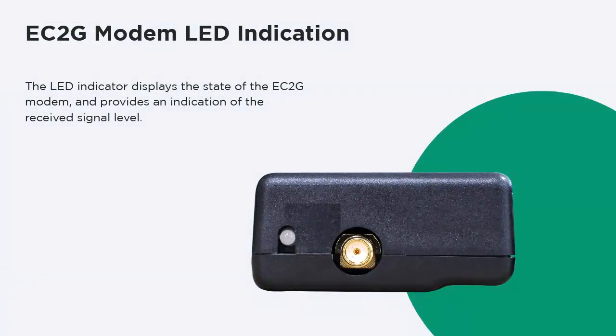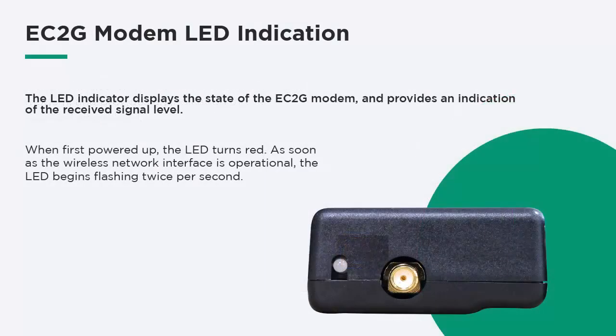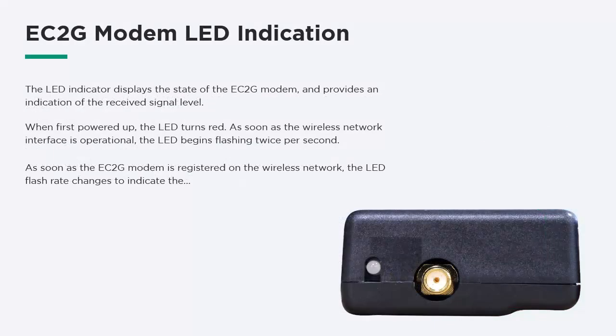The LED indicator displays the state of the EC2G modem and provides an indication of the received signal level. When first powered up, the LED turns red. As soon as the wireless network interface is operational, the LED begins flashing twice per second. As soon as the EC2G modem is registered on the wireless network, the LED flash rate changes to indicate the type of network, signal condition, and PAC controller connectivity.